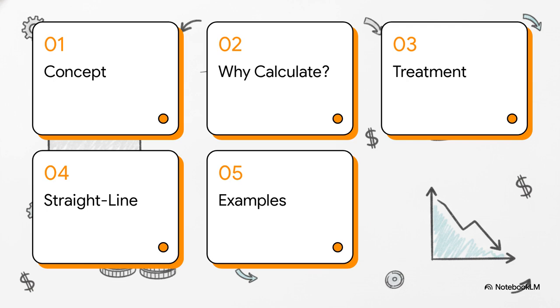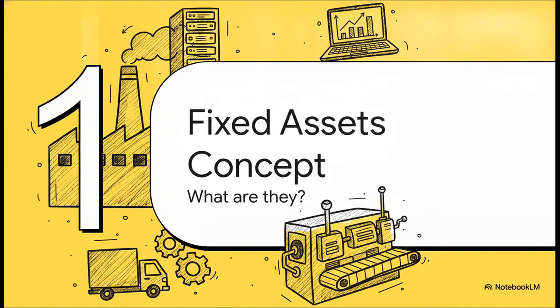Okay, so here's our game plan. We'll start with the core concept of fixed assets, then tackle why we actually calculate depreciation, look at the accounting treatment behind it, break down the straight line method, and finally, run through some practical, real-world examples. Let's get into it. Section 1, the concept of fixed assets.